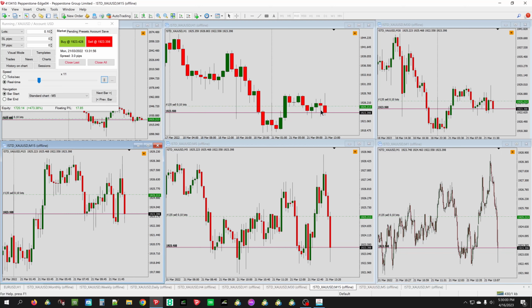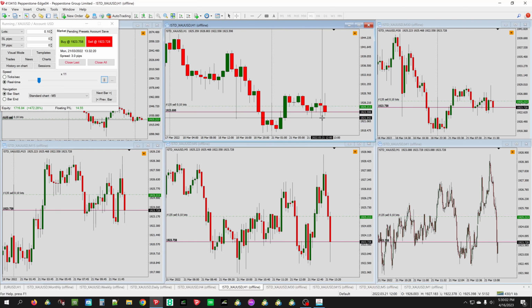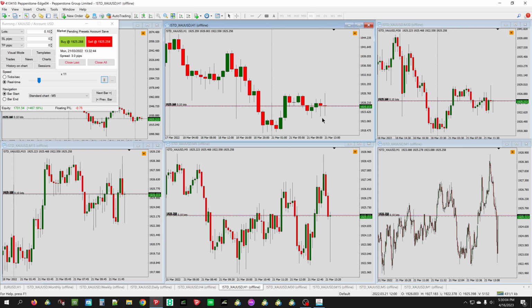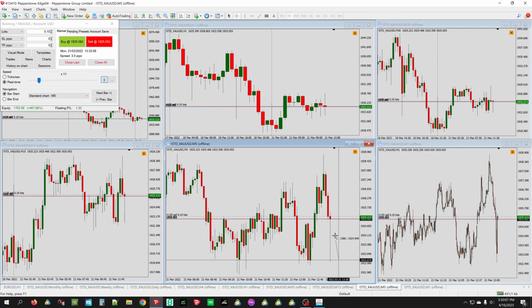Now although we are moving down, we are approaching this support zone at 1921 area, so prices may reject from here. There is nothing that we can do at this point, we just need to wait.